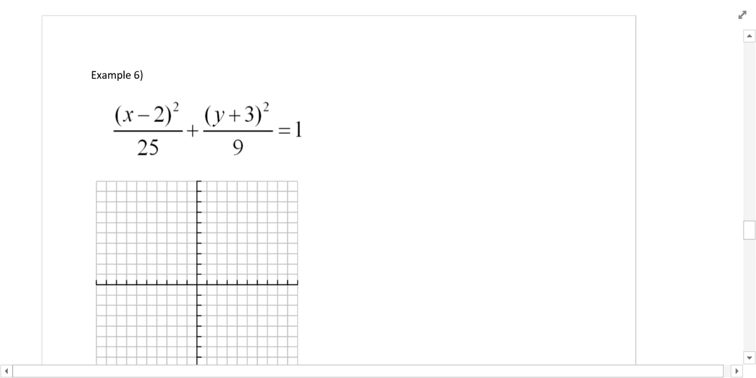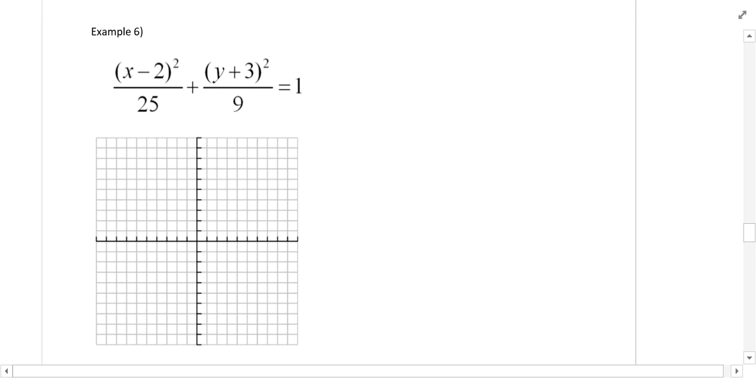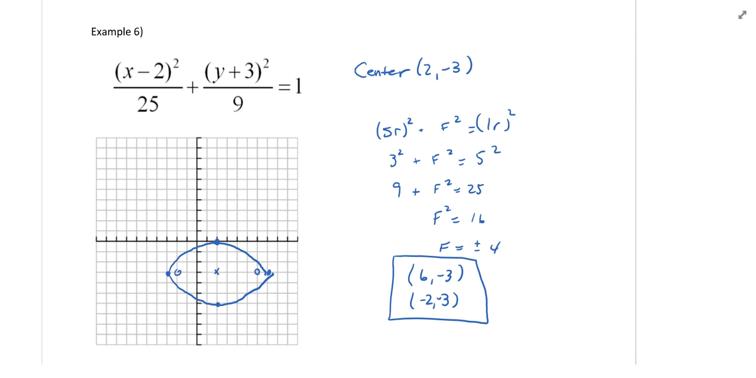So take a minute, try example 6 on your own. Did you try it yet? Make sure you actually try it. Pause the video, it's okay. Here's the answer. Our foci are at 6, negative 3 and negative 2, negative 3.